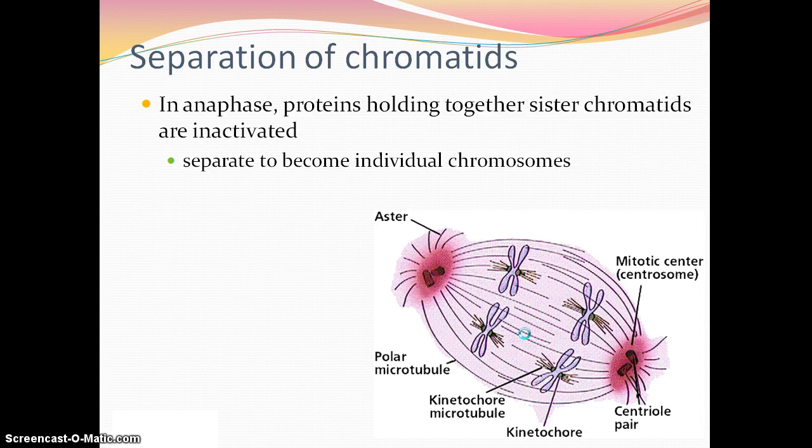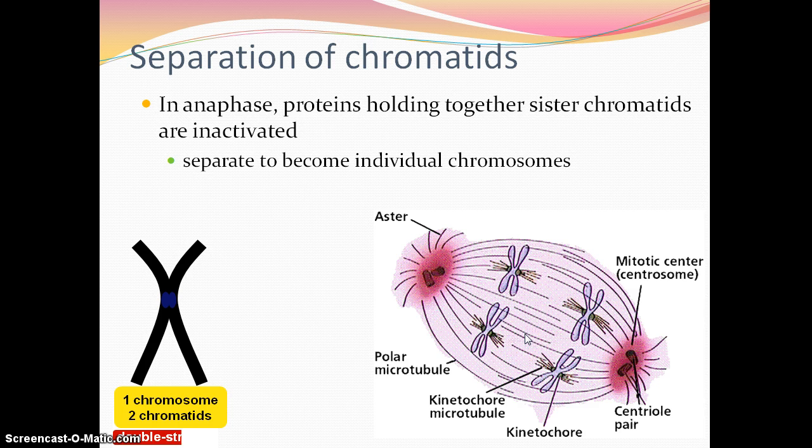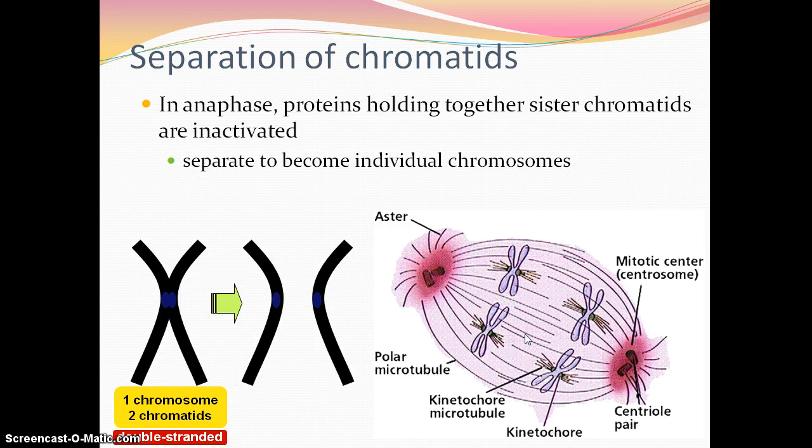The separation of the chromatids is really important here. So we have the double-stranded chromosome here, which is the two chromatids joined at the centromere. And we want to get those two chromatids separated so that we have two identical chromosomes, one going to each end of the cell.